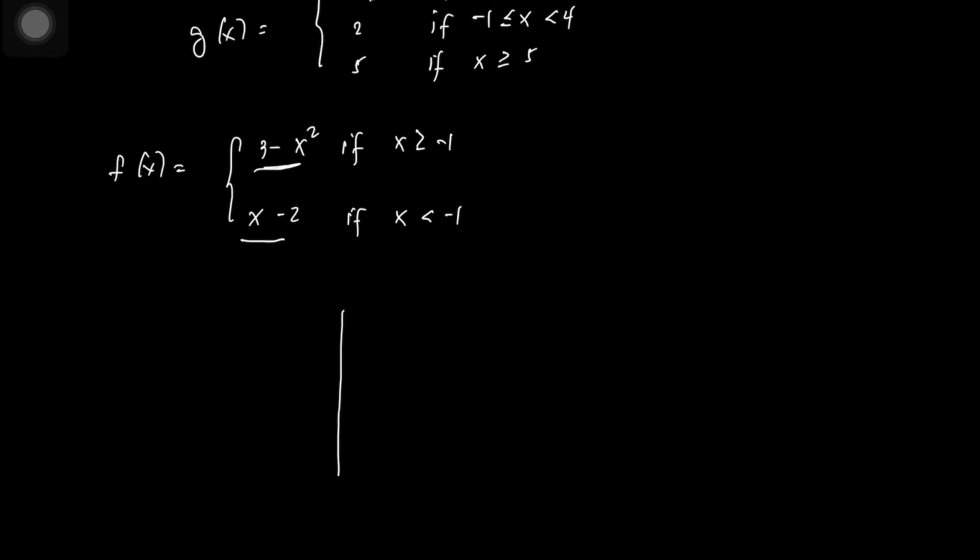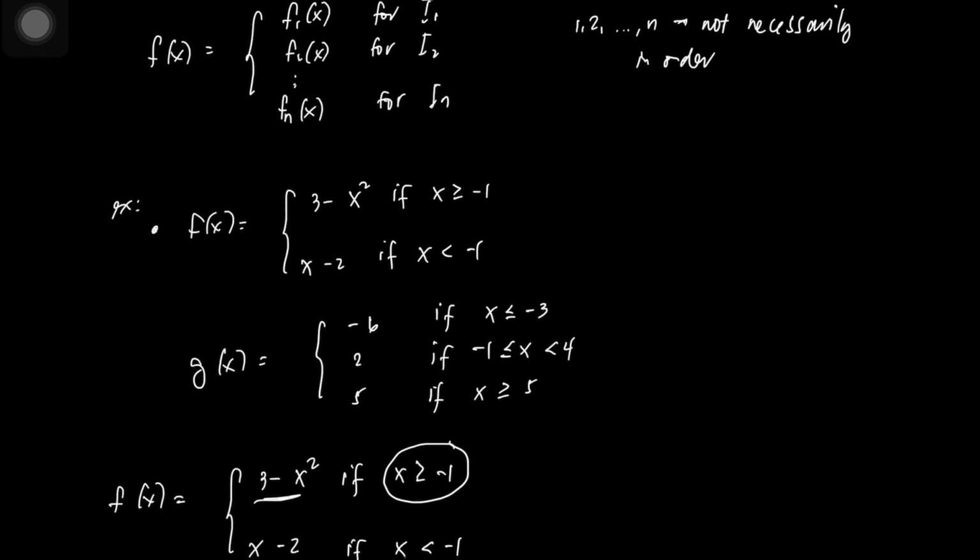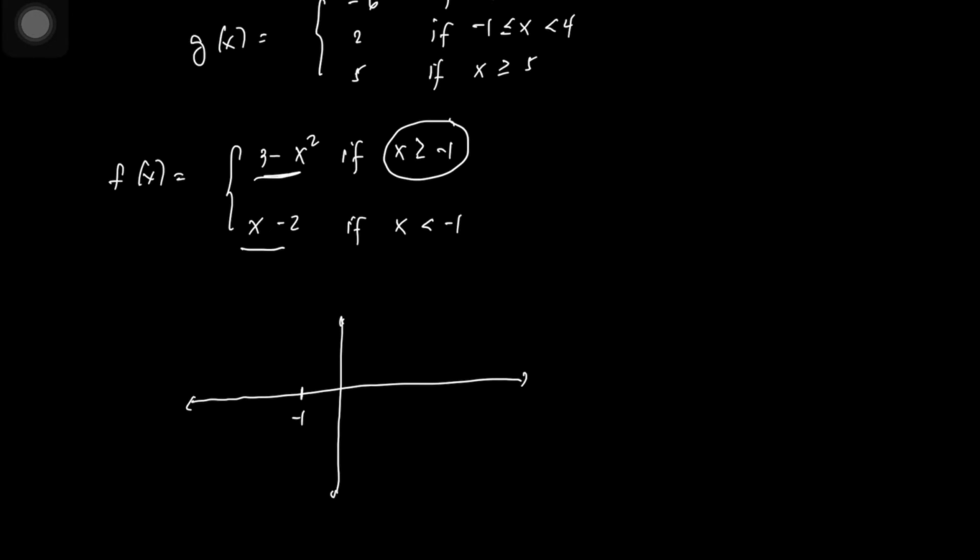Now let's try to graph this one. First, on the condition x is greater than or equal to -1, we will use this one as our reference. So instead of graphing the way we used to graph quadratic functions, we can just substitute values of x here so long as it is within this condition, x is greater than or equal to -1, like we have just done in the absolute value function.